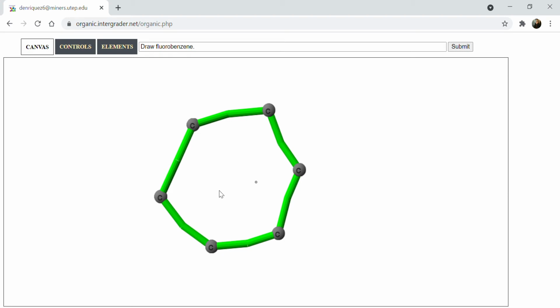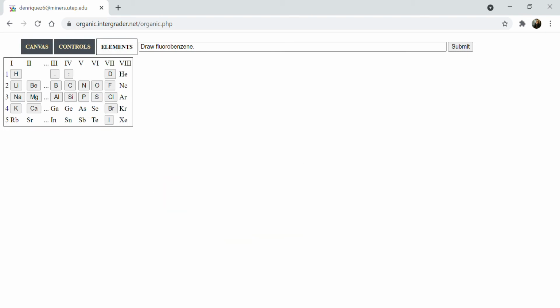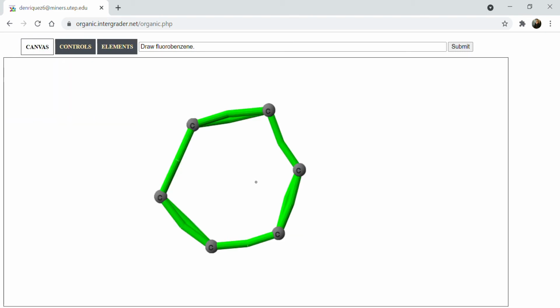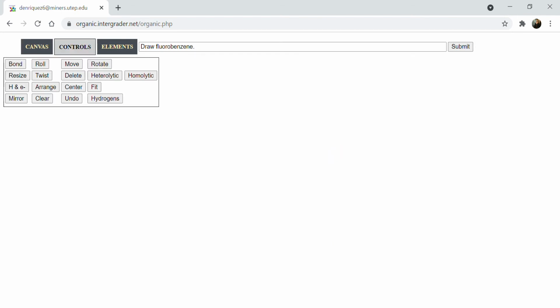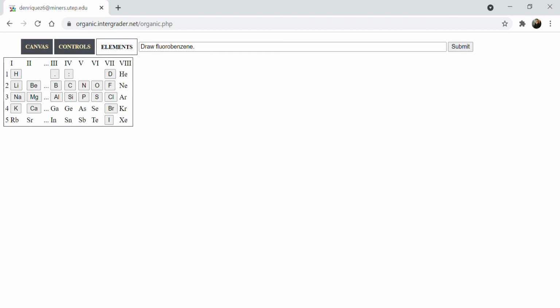So I drew my ring. It's a benzene ring, so I'm going to have a bunch of double bonds. I'm going to add a double bond there, put a double bond over here, and then also right here. It doesn't really matter where you add your fluorine. Either way, it's going to be surrounded by double bonds, or one double bond on one side and the other with a single bond. So I think that was fluorine.